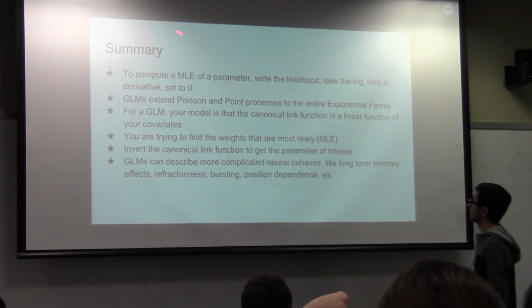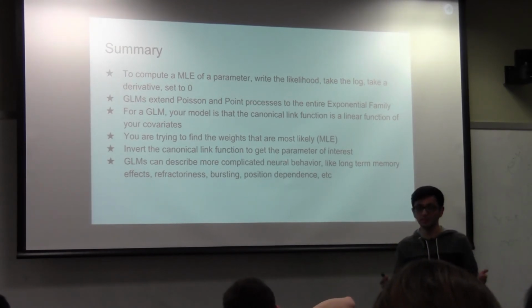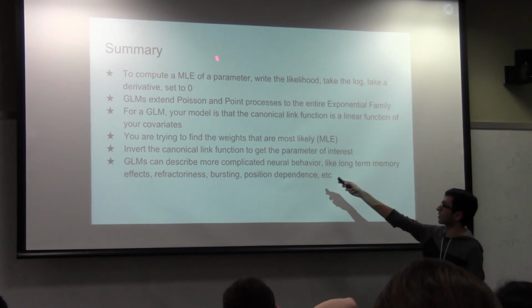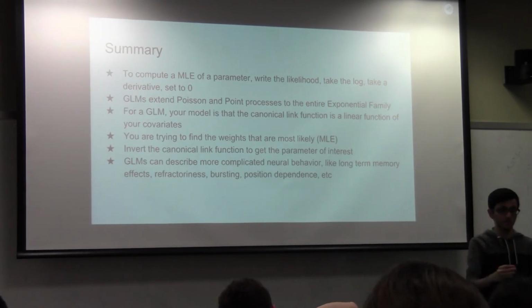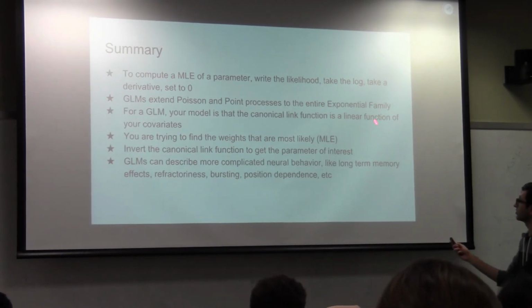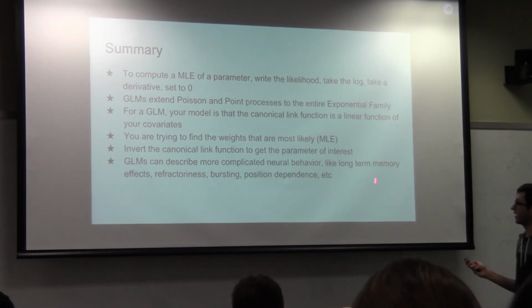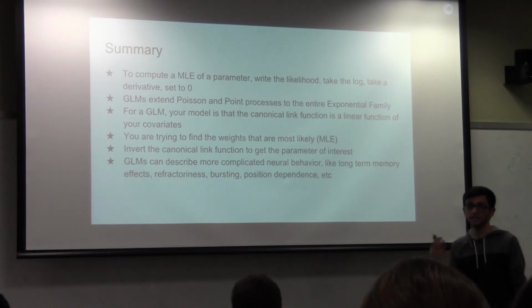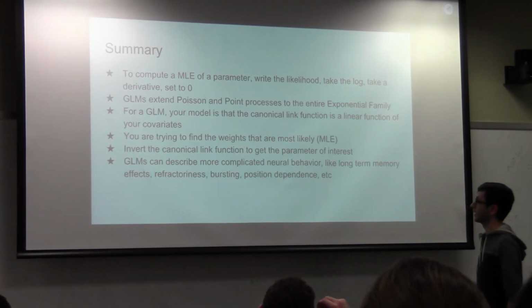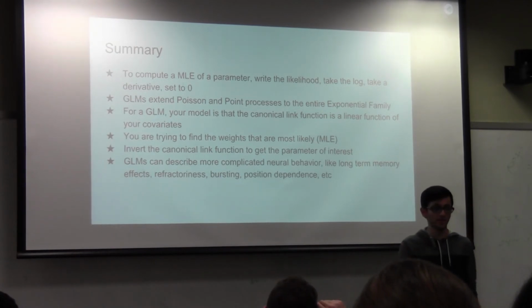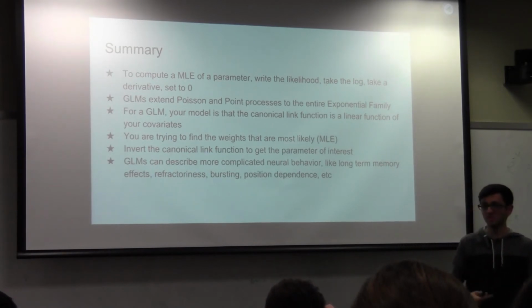And the way you fit it is you take your canonical link function, whatever it is for that distribution, and you set it equal to a linear function of your covariates, what you think affects the data. Then you use an MLE to find the maximum parameters. And then finally, you invert the canonical link function to get whatever parameter you care about. So it could be lambda, it could be mu, whatever.